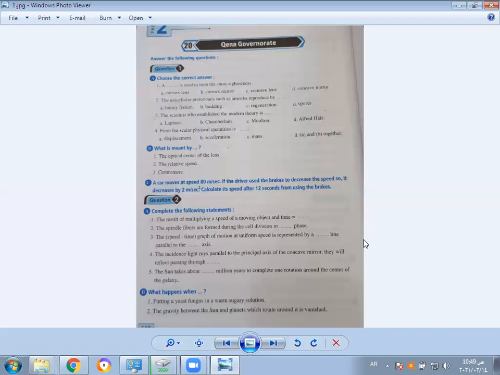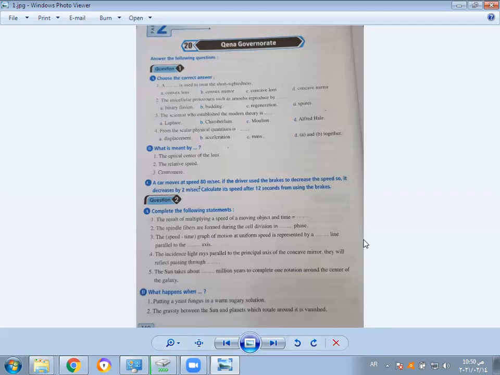First, of course, we should write the given. The given data are V1 equal 80 meters per second. Acceleration equal negative 2 meters per second squared, because speed is decreasing here. Delta t equal 12 seconds. V2 is unknown.